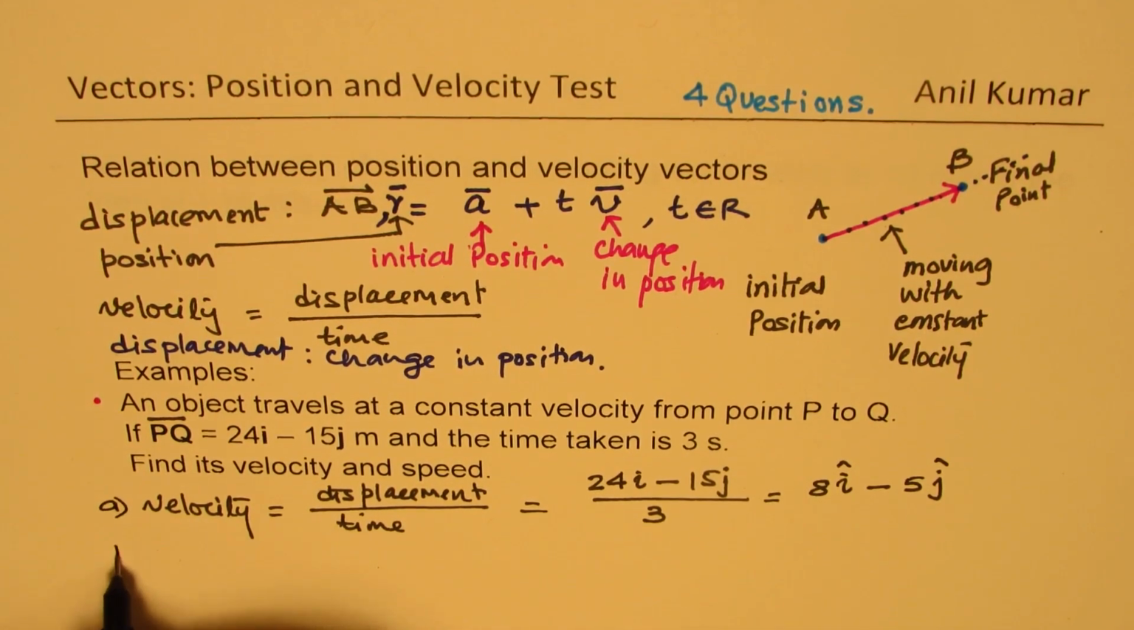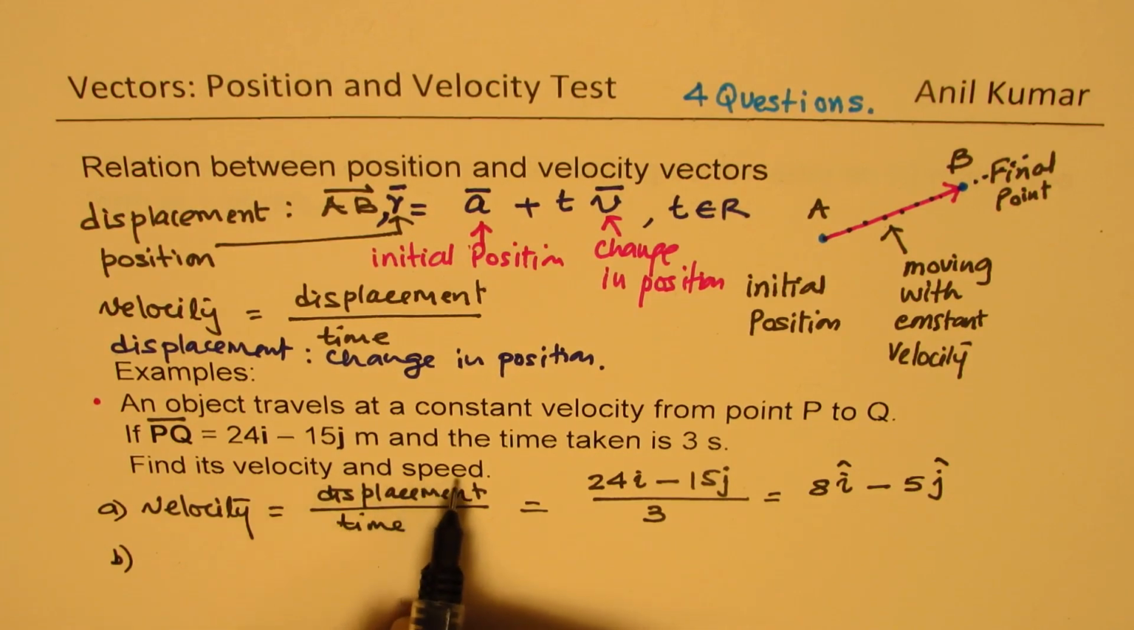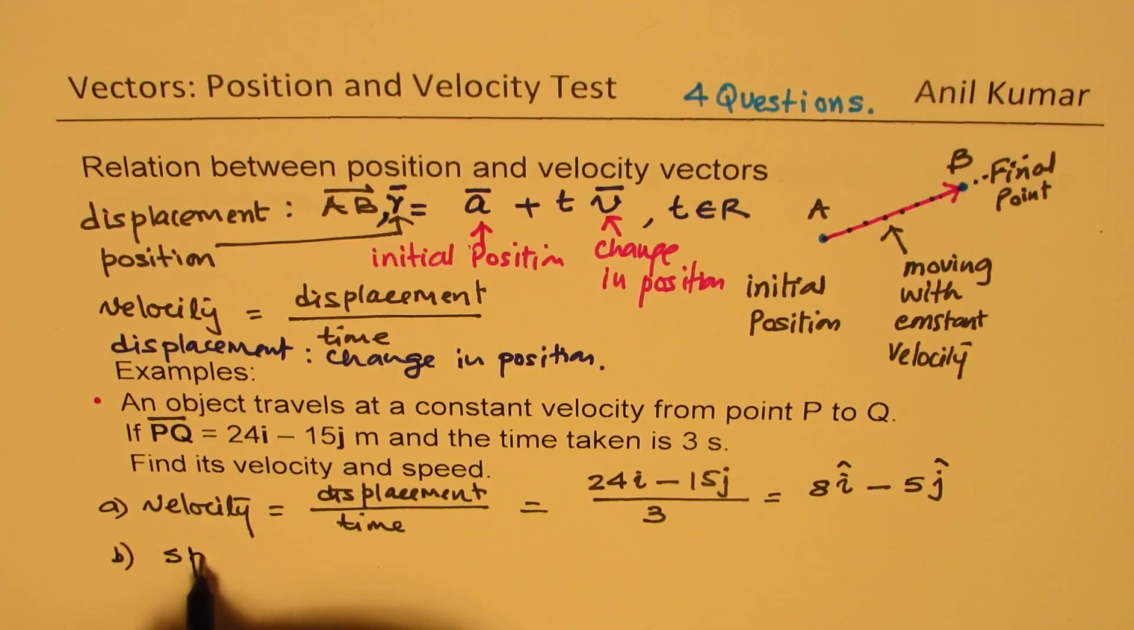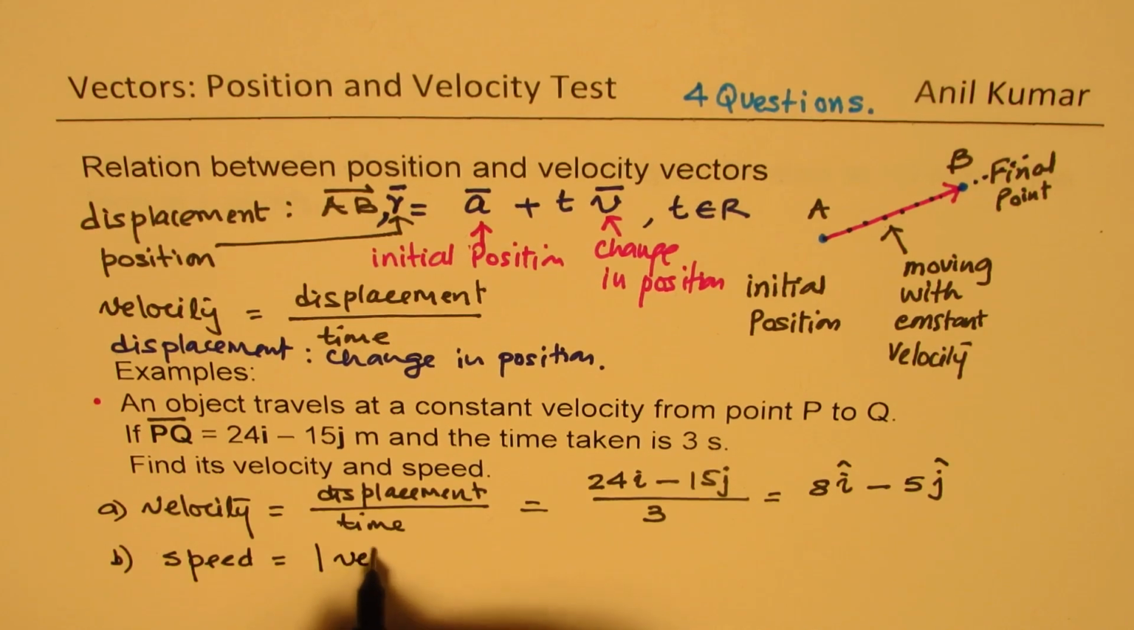Now part B of this is to find the speed. So speed actually is the magnitude of velocity.